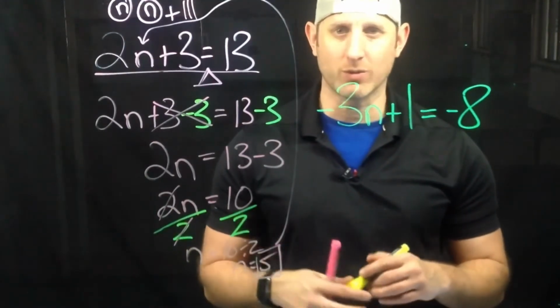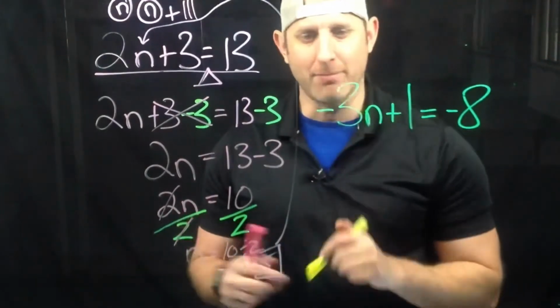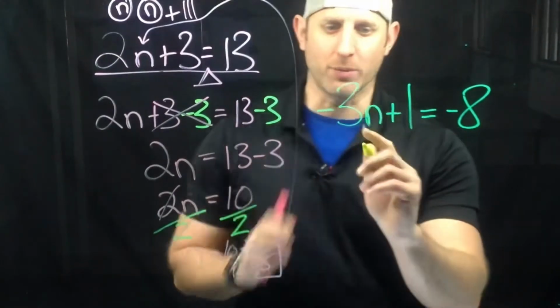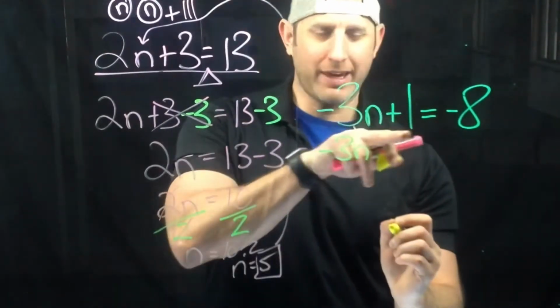What we're going to do is cancel out everything that we can to get n by itself. I'll show you how it works. We're not going to do anything with negative 3 groups of n, so we're going to bring this down. Negative 3n. We can cancel this out.